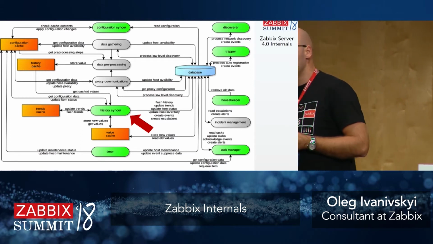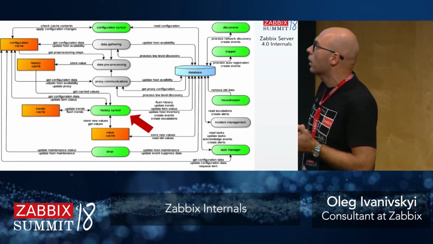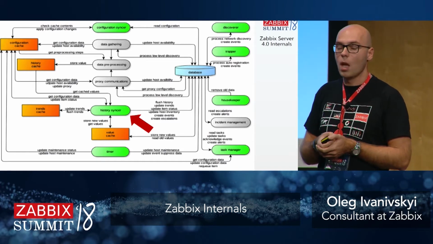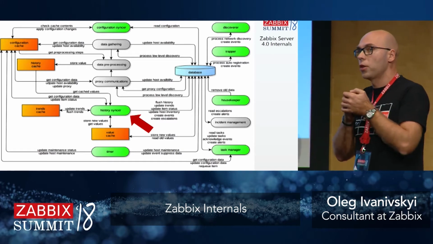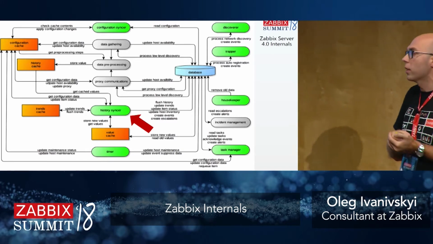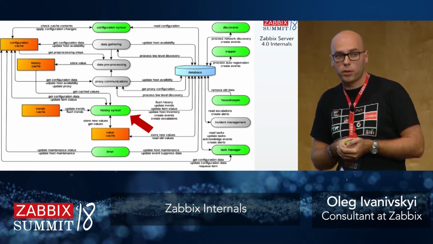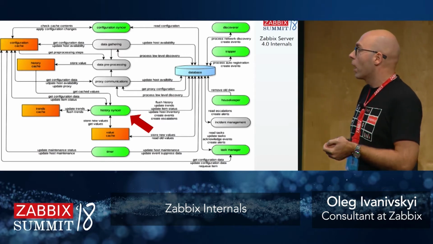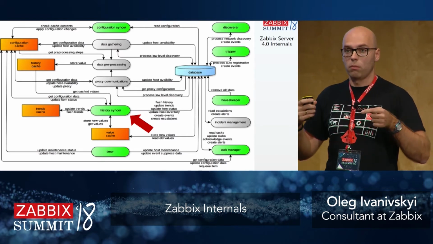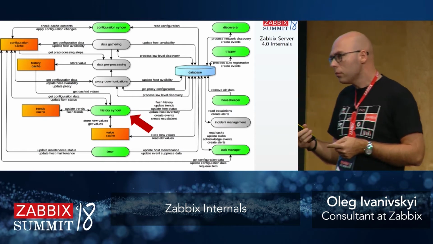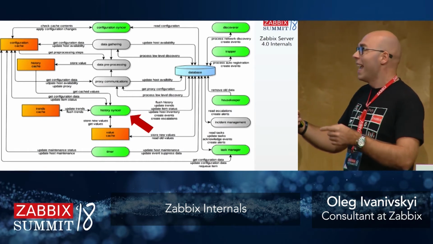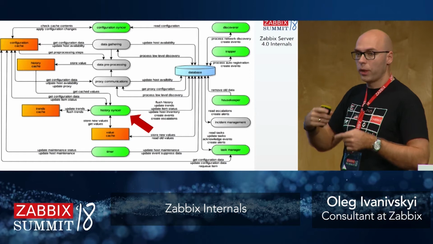History syncers will use the history cache to grab values. History syncers will write down such values into the database, but also they will manage quite a lot of additional tasks as well. For example, they will calculate trends. So each time you get a numeric value, like CPU load, a history syncer will update trends for that item.